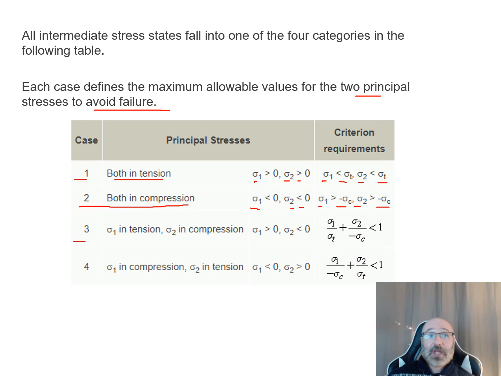Now, for case 3, sigma 1 is in tension and sigma 2 is in compression, so sigma 1 is greater than 0 and sigma 2 is less than 0. And we have this relationship that sigma 1 over sigma t plus sigma 2 over negative sigma c is going to be less than 1. Then we have the reverse case, where sigma 1 is in compression and sigma 2 is in tension, so sigma 1 is less than 0, sigma 2 is greater than 0, and sigma 1 over negative sigma c plus sigma 2 over sigma t is going to be less than 1.